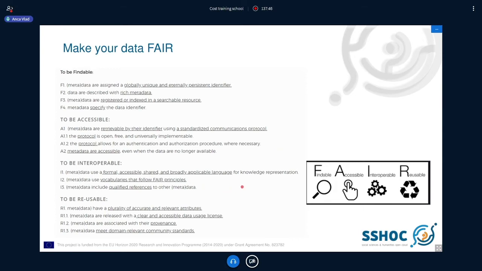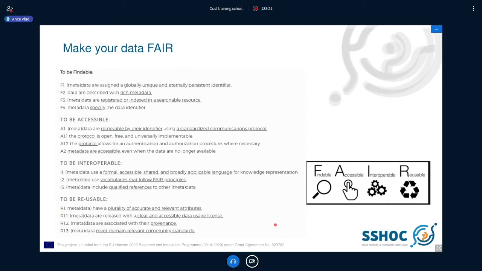Okay, to be interoperable, this is in terms of file formats and having accessible, shared, and broadly applicable language for knowledge representation. And that metadata needs to use vocabularies that follow FAIR principles. So these are vocabularies such as the DDI schema that are widely used, and they are similar throughout the archives that use them, so that everything is consistent in terms of the metadata information that is provided.